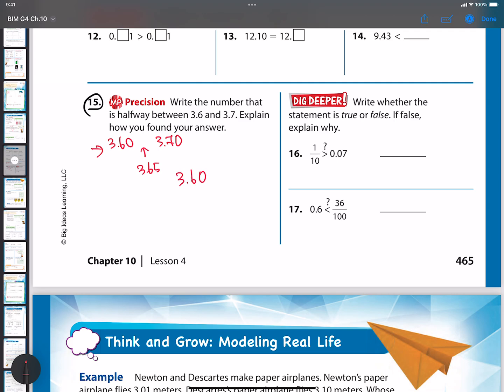3.60 and 3.70. Halfway is 3.65 because 60, when you count up to 70, 65 is in the middle, halfway. Okay, you don't have to explain more than that, I guess.